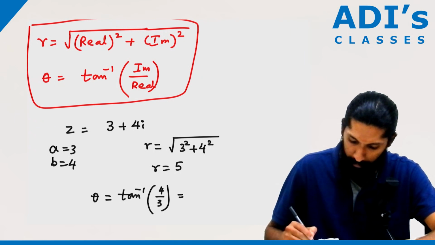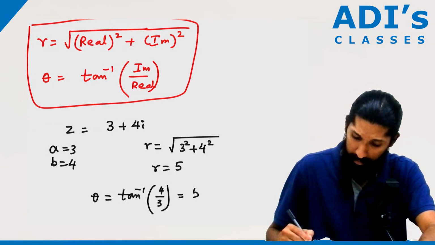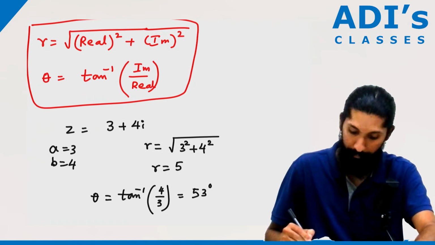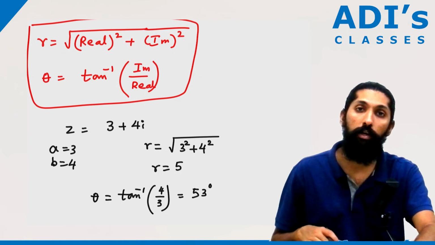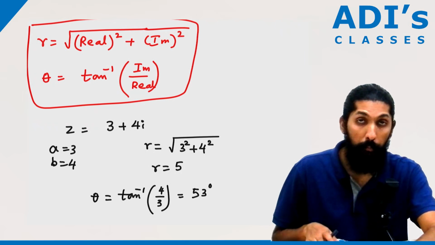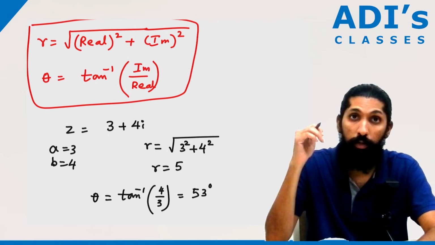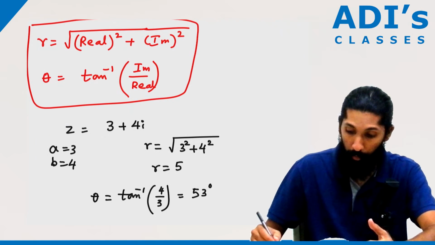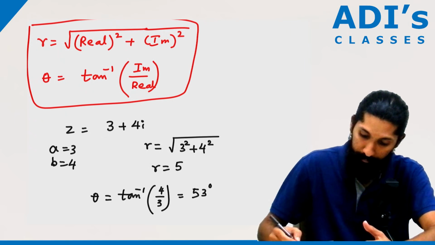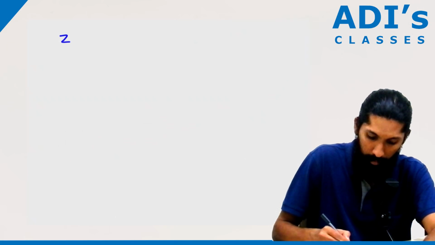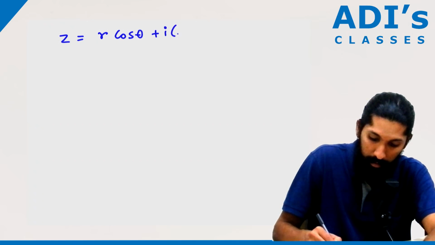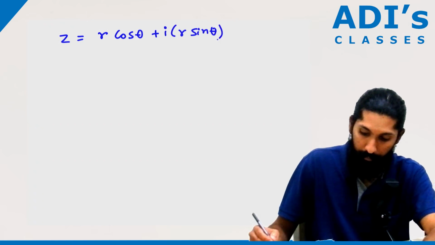Tan inverse of 4 divided by 3, which is 1 point something, we get this as around 53.1 degrees. So let's approximate it to 53 degrees. So the theta value is 53 degrees. But this is not over. We have to represent a plus ib in terms of polar form. Polar form is always represented as z is equal to r cos theta plus i into r sin theta. Correct? This is the form.